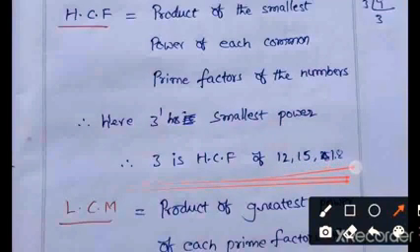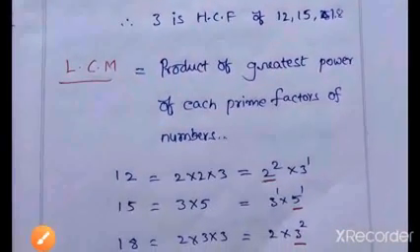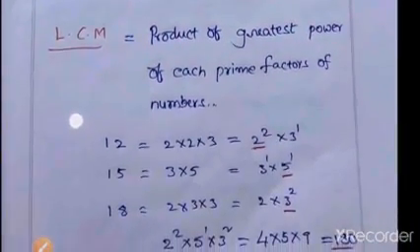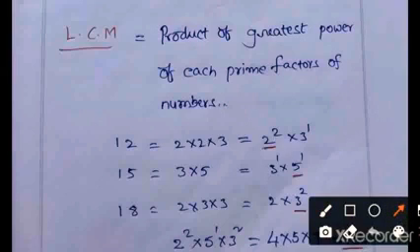Now we are finding the LCM. LCM means the product of the greatest powers of each prime factor of the numbers. Here we consider each prime factor of the numbers, and the greatest power is important. We have to pick out the greatest powers from the prime factors.